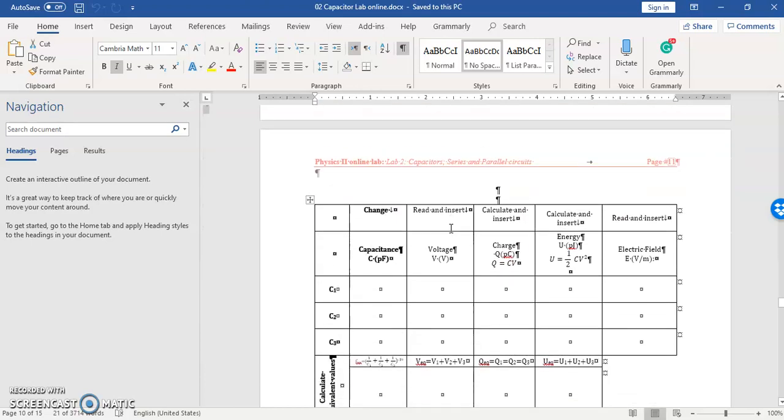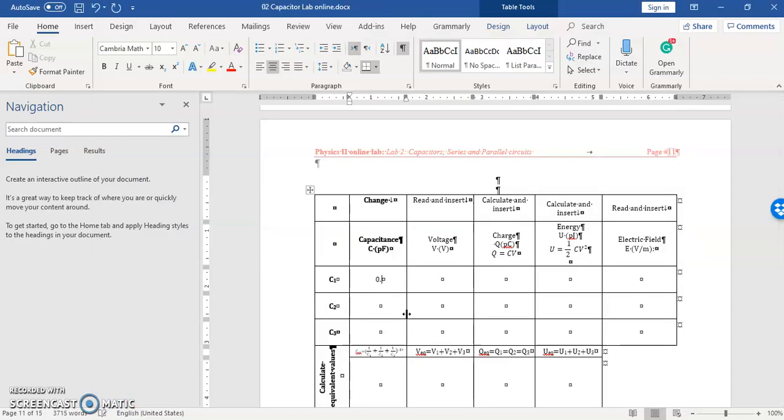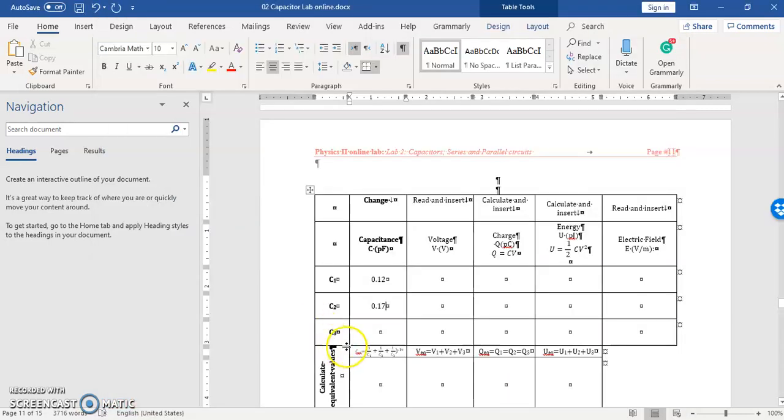For example, over here I say go and find the C1 capacitance. How do you find the capacitance? It is written over here, so just remember to convert it to picofarad to be easy. It's 10 to the minus 13, make it 10 to the minus 12, and put the decimal point in front of the 1. So it's going to be 0.12 picofarad for C1, then the second one is going to be 0.17 picofarad, and the last one is 2.6 times 10 to the minus 13, which is going to be 0.26 picofarad.